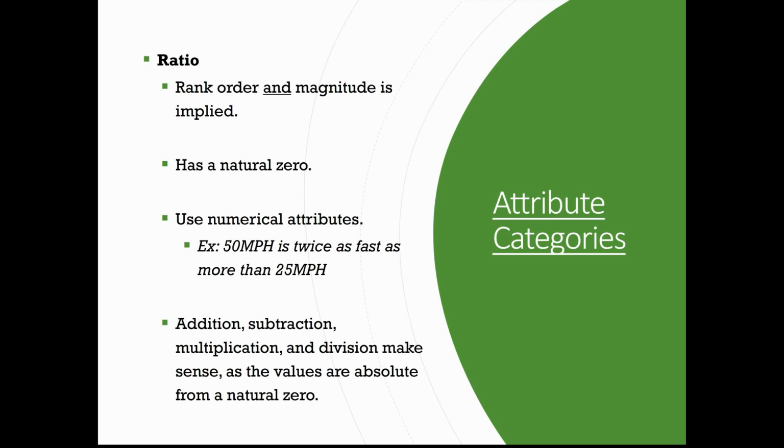The ratio attribute category uses numerical attributes and addition, subtraction, multiplication, and division, as the values are absolute from a natural zero. So for example, if we are measuring speed in miles per hour, an item at rest is at a natural 0 miles per hour and is not moving. Therefore, not only can we state that 50 miles per hour is twice as fast as 25 miles per hour, we can also say that it is greater than 25 miles per hour. Therefore, we're applying both rank and magnitude.